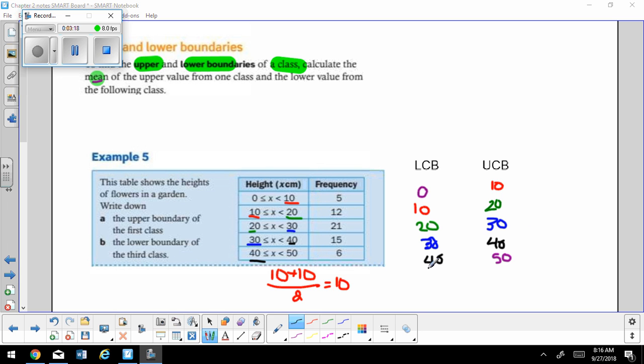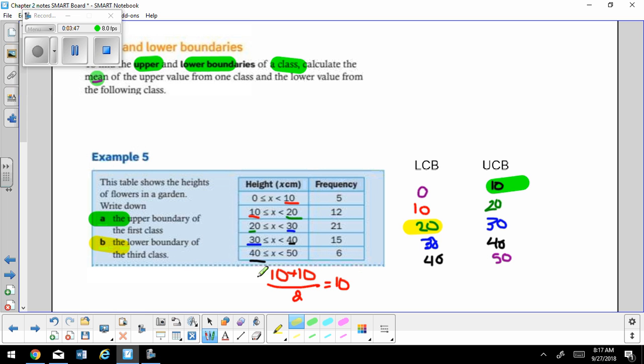Okay, so that's what all of this looks like. So if I'm looking specifically at the upper boundary of my first class, this is my first class, and that would be 10. So for A, my answer is 10. For B, the lower boundary of the third class, I say, okay, first, second, third class, I care about the lower bound, so that is 20.